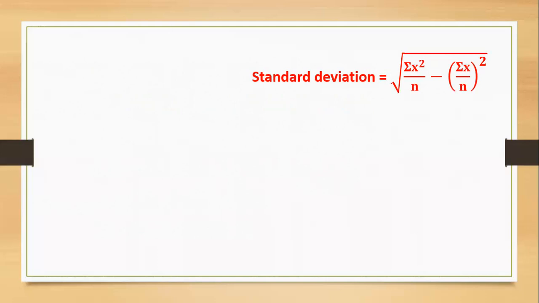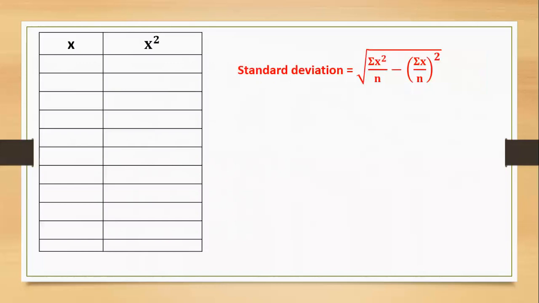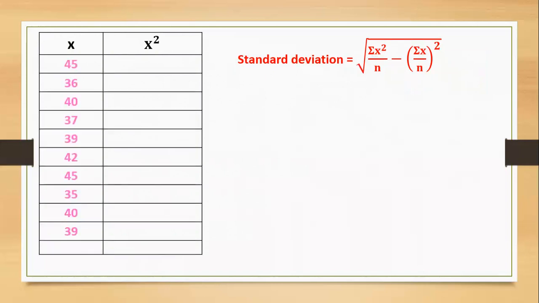Using this formula, we have to form the tabulation. So in this table, we need x total and x square total. So we have to create the table of x and x square. First, we fill the x values: 45, 36, 40, 37, 39, 42, 45, 35, 40, 39, the given problem. Then we need the x square total. So we have to form the x square values.